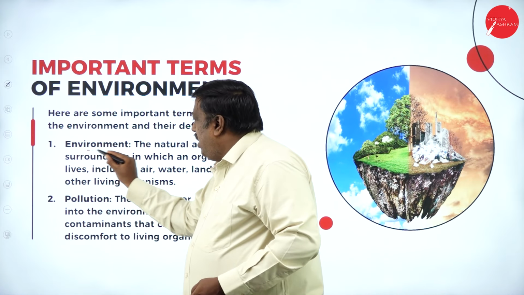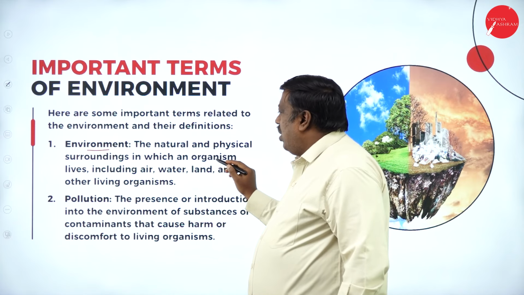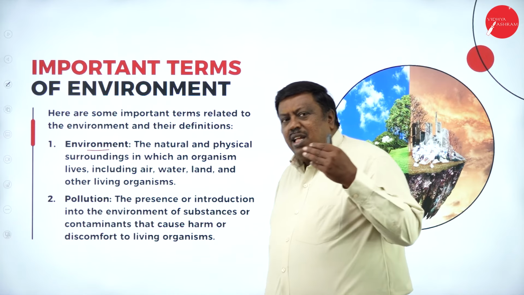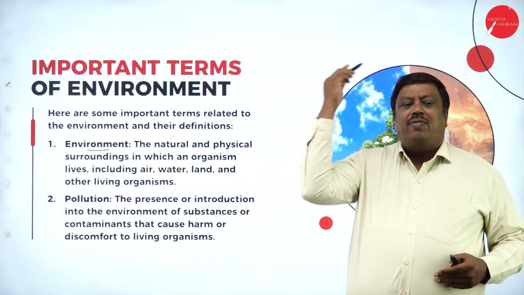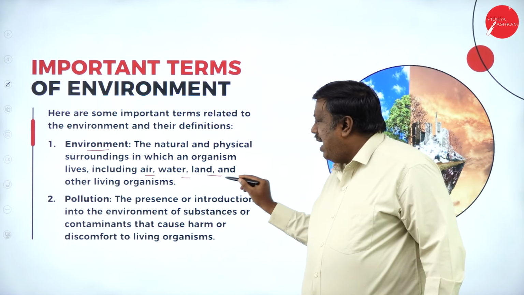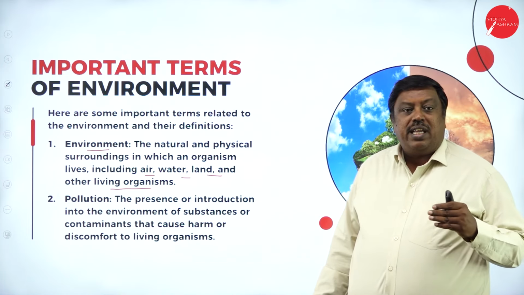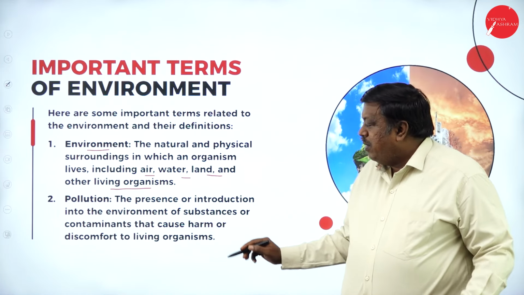The first one we have here is environment: the natural and physical surroundings in which an organism lives. It means the surrounding environment of any business, that is, the air, water, land and other living organisms around it. That should be taken care of. That is what environment is.